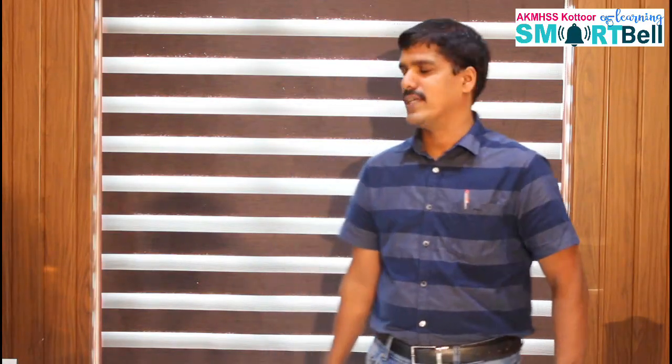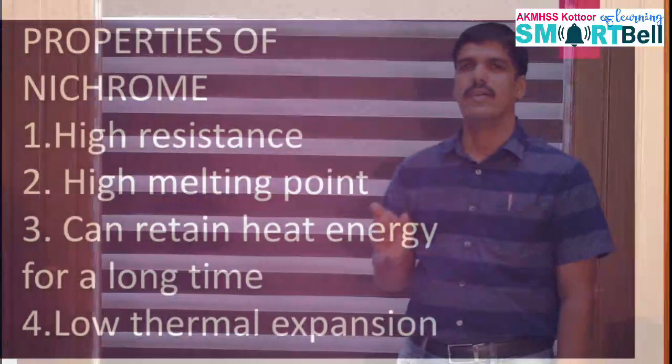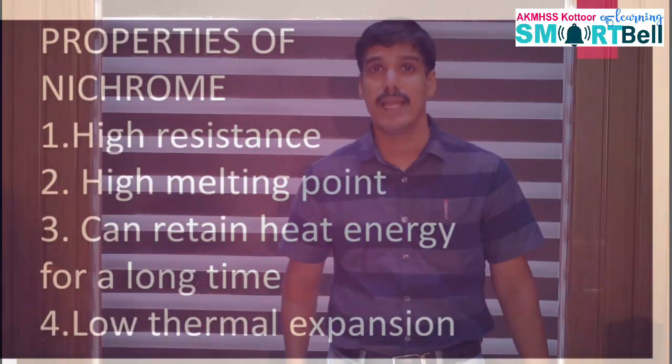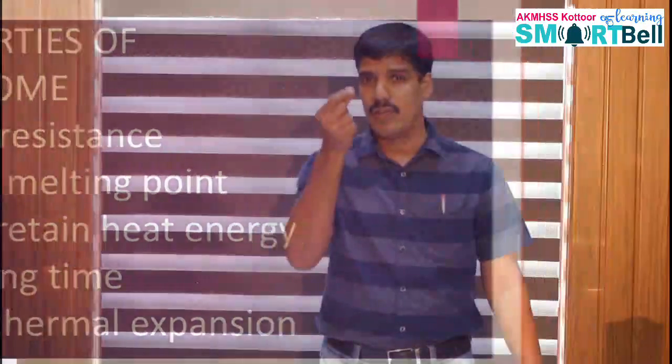Now going to the next property. Nichrome has a very low thermal expansion. Metallic wires, when heated, will expand. Because of that, if it is a wire, its length will increase. But in nichrome, as it has very low thermal expansion, that type of increase in length won't be there. So that is also one property of nichrome.